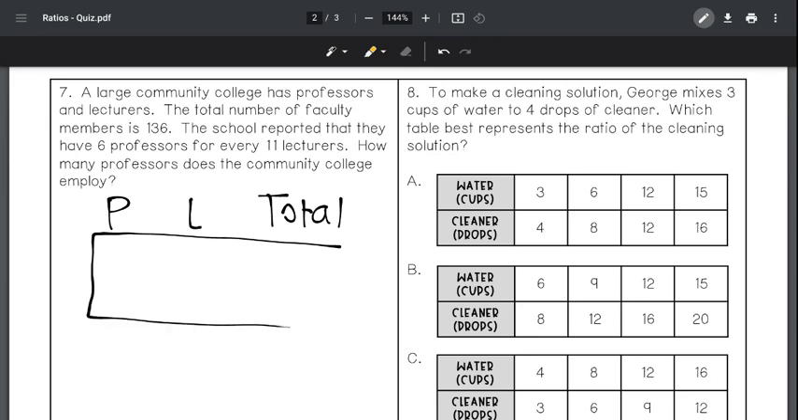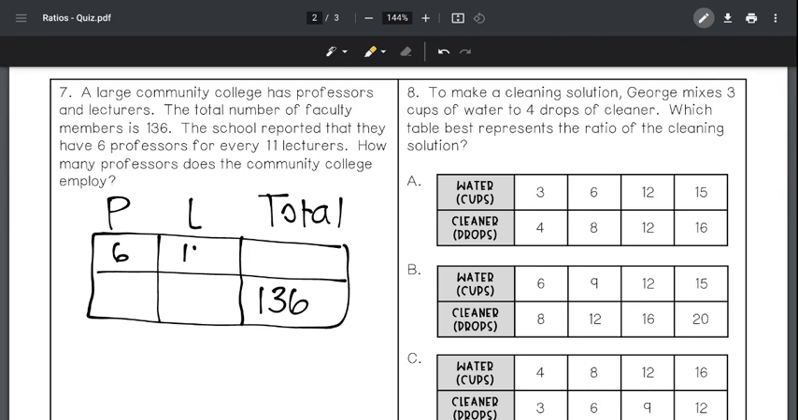So when I explained this in class and during our review before the quiz, I like to tell everybody that when we're looking at problems like this, we need to think about the math department versus the whole school. Okay, so it says the total number of faculty members at the college is 136. So that's like the whole thing. Okay, but then they get a little more specific and talk about how the school reported that they have 6 professors for every 11 lecturers. So to make this make a little bit more sense, we're just going to say this is the math department versus the whole building.